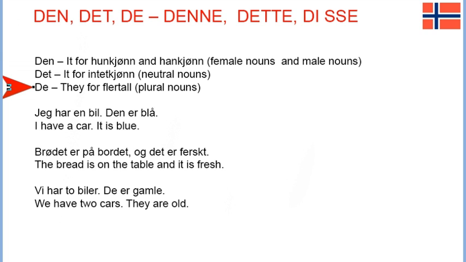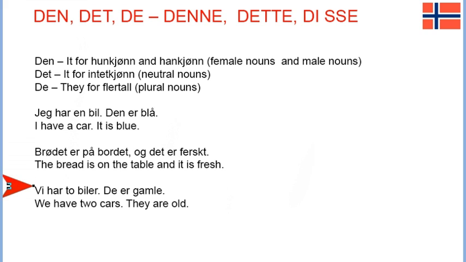In other words, they. For example, jeg har en bil. Den er blå. En bil, as you might remember, is a male noun, so therefore it will be den. Next one. Brødet er på bordet, og det er ferskt. The bread is on the table and it is fresh. Det refers to the bread, which is a neutral noun, which you see from the ending in the definite form, et.